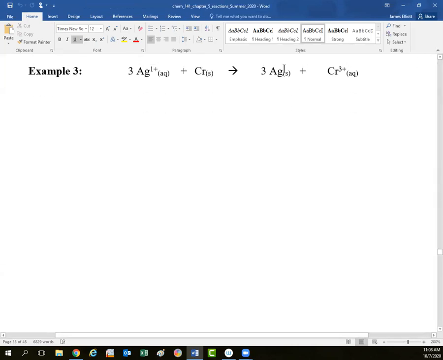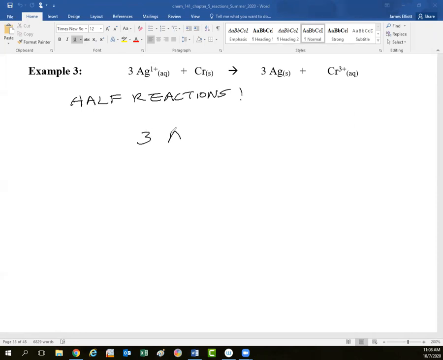So we're looking at the full reaction here, but we're going to break it down into those two half reactions, looking at the progress of one chemical at a time. So let's start with the silver. And so it starts as Ag1+. By the end of the reaction, it finishes as precipitated silver metal.